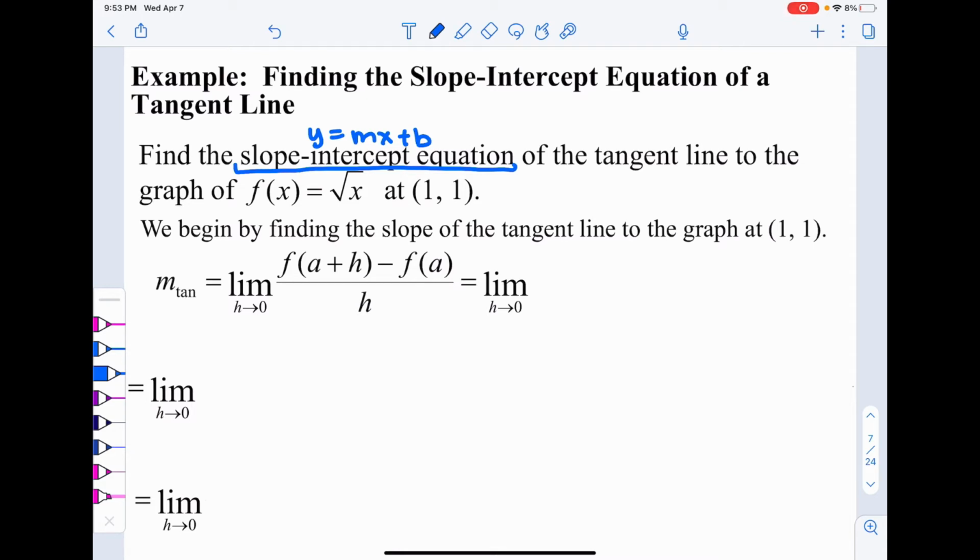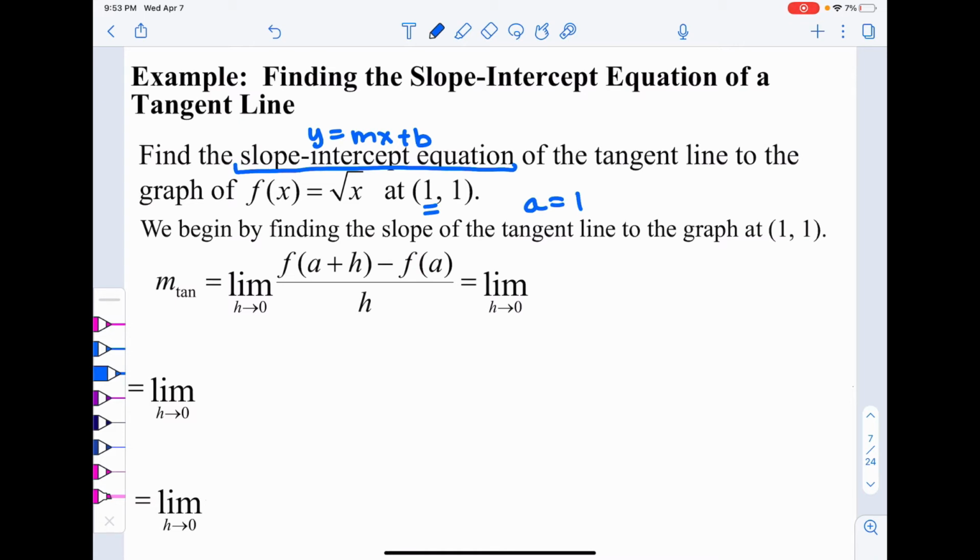of that line. So find the slope-intercept equation of the tangent line to the graph of f of x is equal to the square root of x. And we're looking at that point 1, 1. So if I were to figure out my a value, a is going to equal 1. So we begin by finding the slope of the tangent line to the graph at 1, 1. So all I need from that ordered pair to get started with my slope is a is equal to 1.